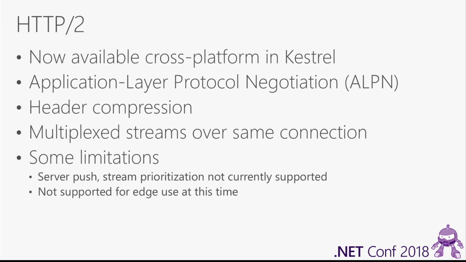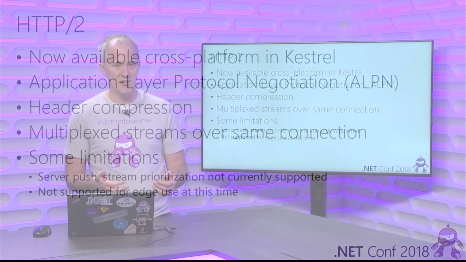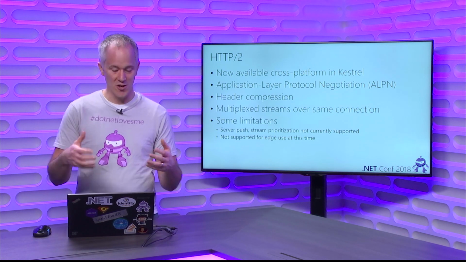It is a new protocol implementation for us, so there are some limitations that you should be aware of. We don't currently support server push, and we don't currently support stream prioritization. Also, because this is a new protocol, similar to if you remember Kestrel in its early days, we don't currently recommend using HTTP2 with Kestrel on the edge at this time. It needs some more time to harden and to bake. But it is enabled by default in 2.2 when you're using HTTPS, so we encourage you to try it out.